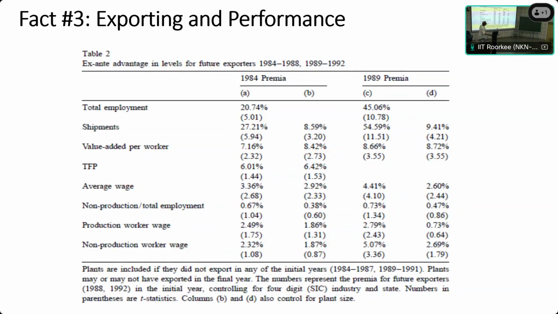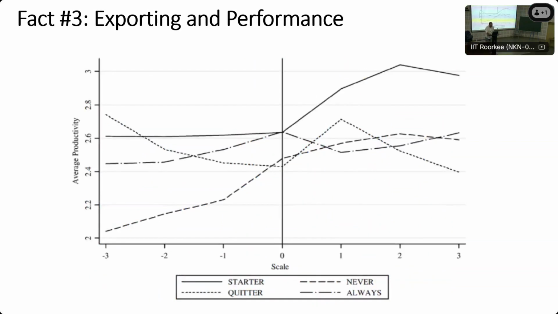This is again premia, a very simple regression where you have exporter versus non-exporter. You're regressing on total employment, shipments, value added per worker, and you can see these are all very significantly different in terms of exporters versus non-exporters. This is the same thing. When you are a starter, you can see when you're switching to the market, in terms of average productivity, your productivity level goes up significantly compared to others who have quit the market or are not in the market. So this is an event study kind of graph.